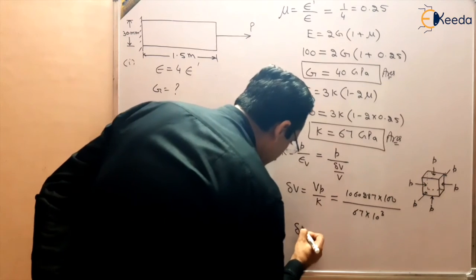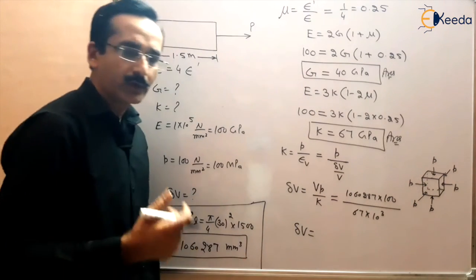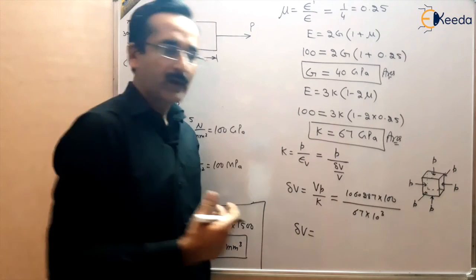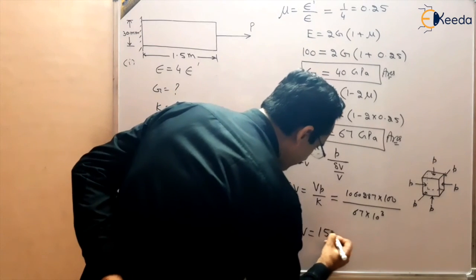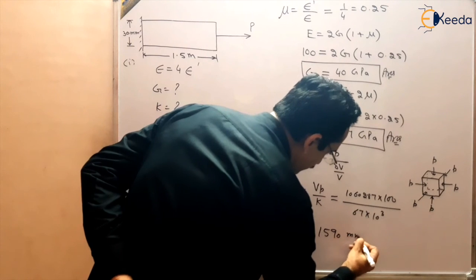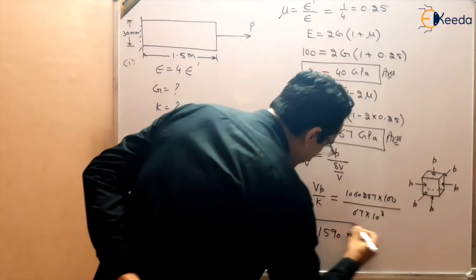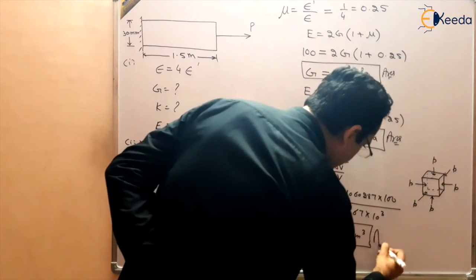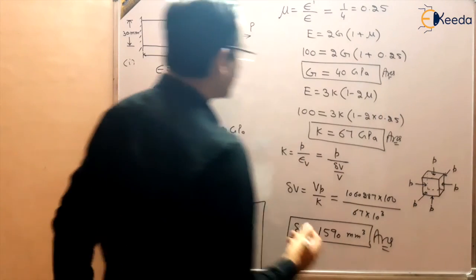So solve it using a calculator. Take your time and try to solve it, and you will get the answer as 1590 millimeter cube. I am writing the approximate value, there is a point something, but I am omitting that. So this is the answer of the second part of this question.